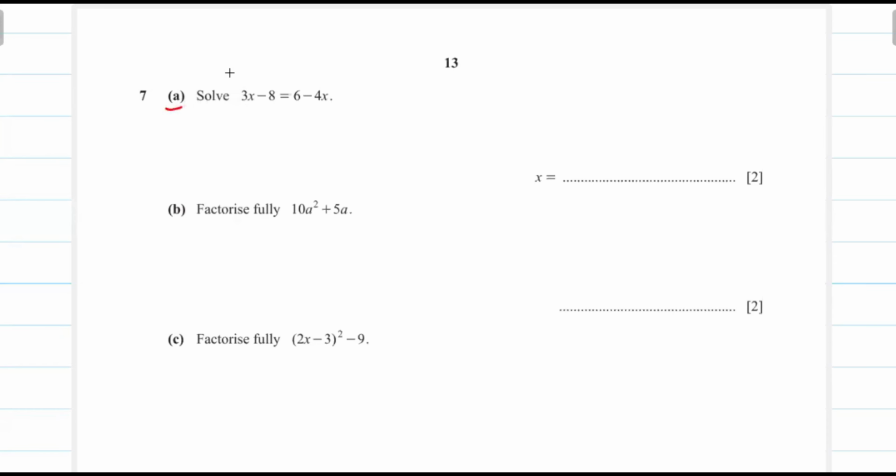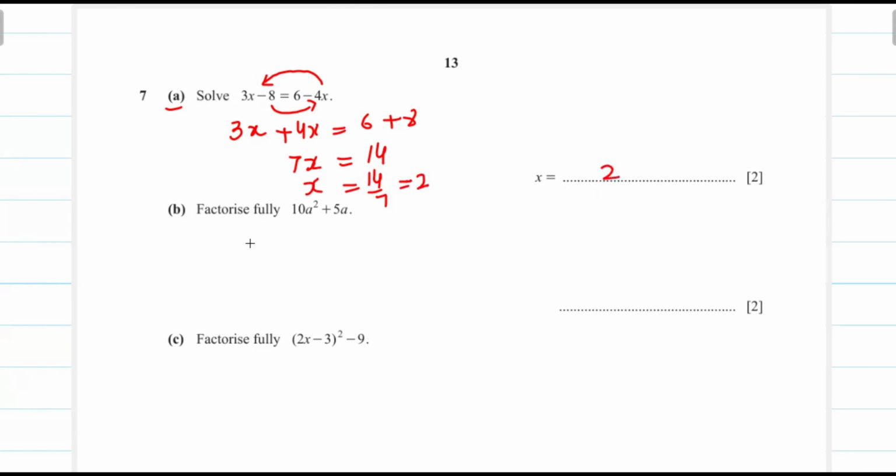Question 7, part A, solve 3x minus 8 equal to 6 minus 4x. Shift 4x from right to left side. This equation becomes 3x plus 4x equal to 6 plus 8. We shift 8 from left to right side. And this becomes 3x plus 4x equal to 7x equal to 14. And we can write x equal to 14 over 7. This will be equal to 2. And this is the answer.